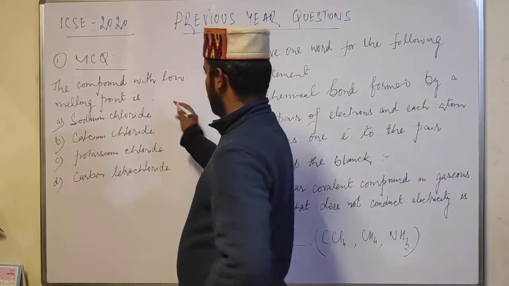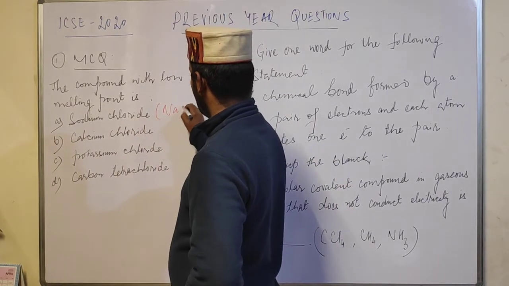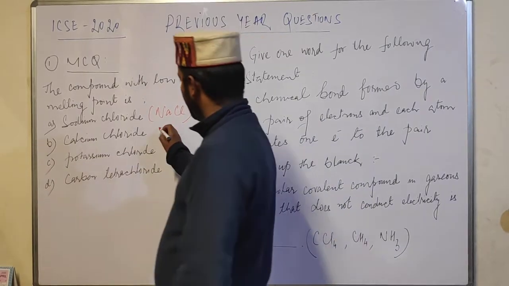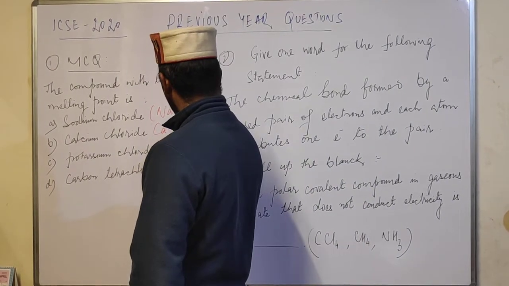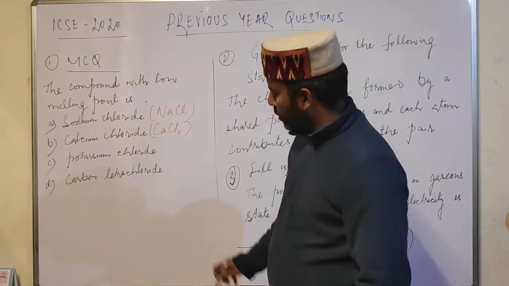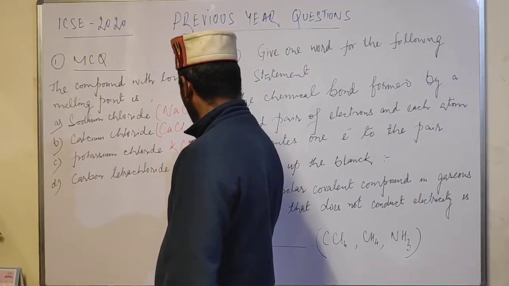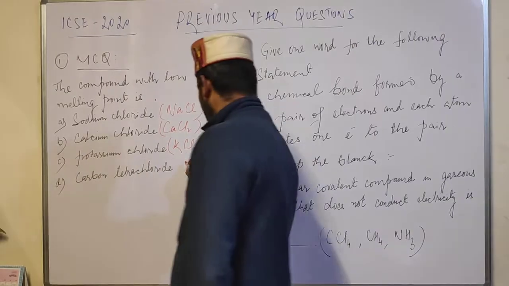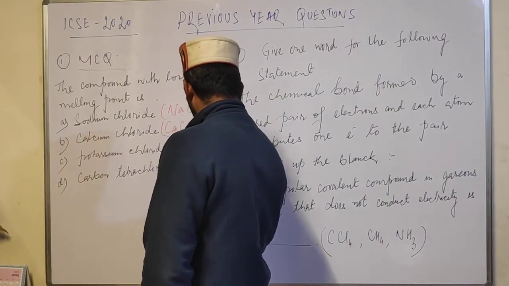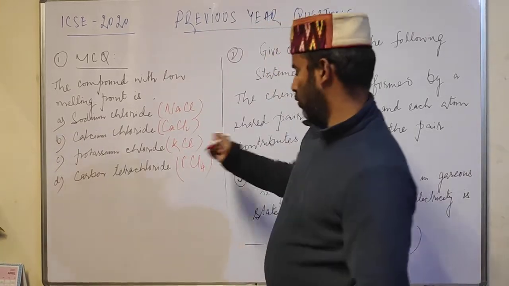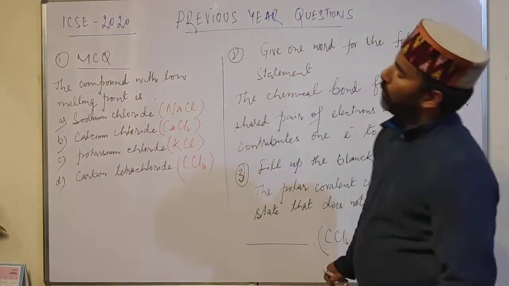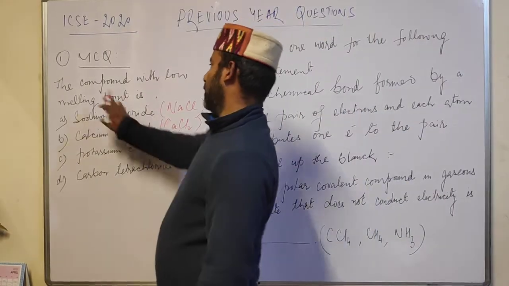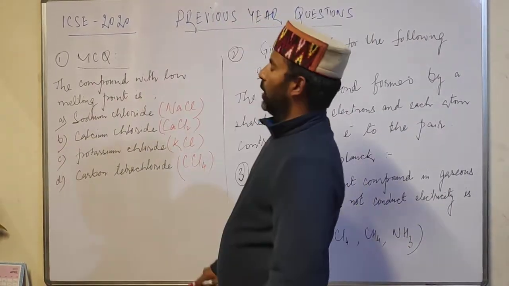Sodium chloride, the chemical formula which is NaCl. Second option was calcium chloride, which is CaCl2. Third, we have potassium chloride, which is KCl. And fourth, we have carbon tetrachloride, which is CCl4. Now students, though the chemical formulas of these compounds are not given, the question is: the compound with low melting point is.